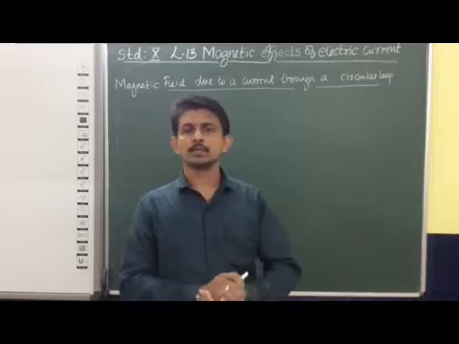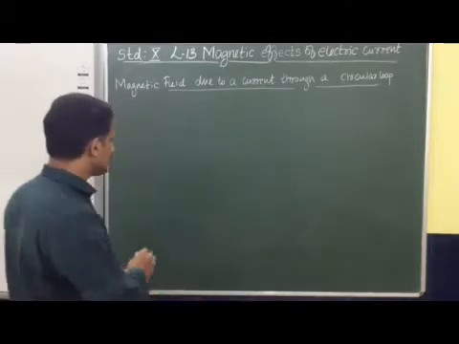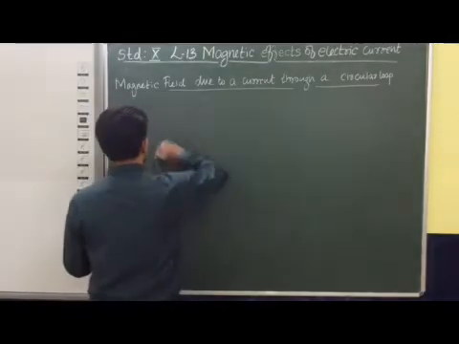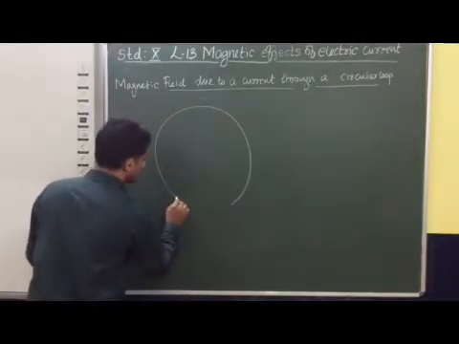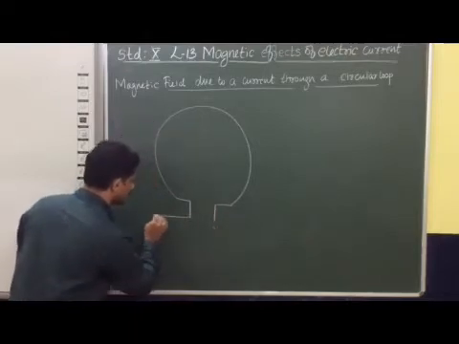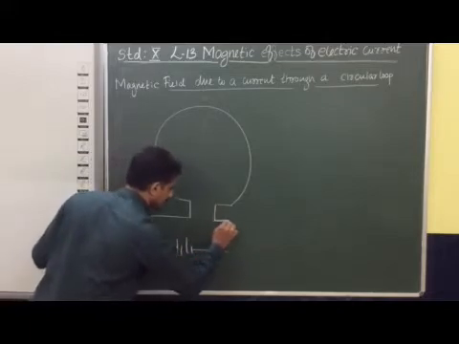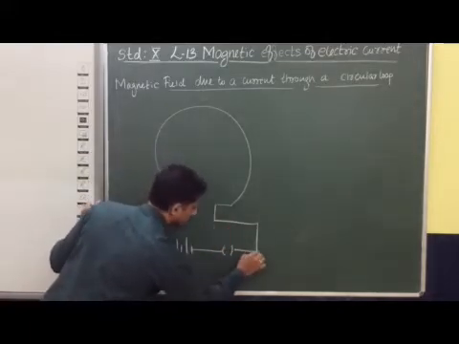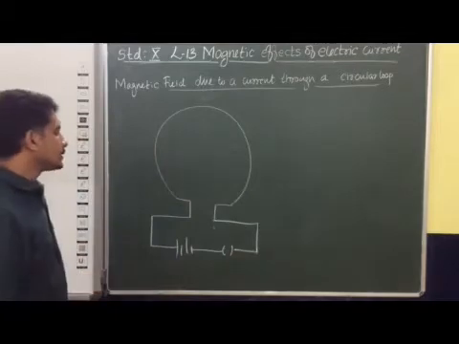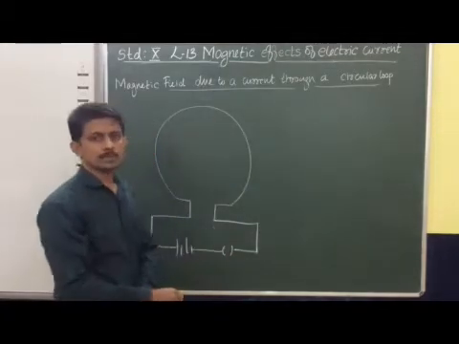Now we are going to discuss how the magnetic field is produced in the case of a circular loop which is carrying current. Here we consider a circular loop carrying current. This is the way an external circuit is connected to this loop. A cell or a battery is connected here along with a switch. You can observe that we have one circular loop.